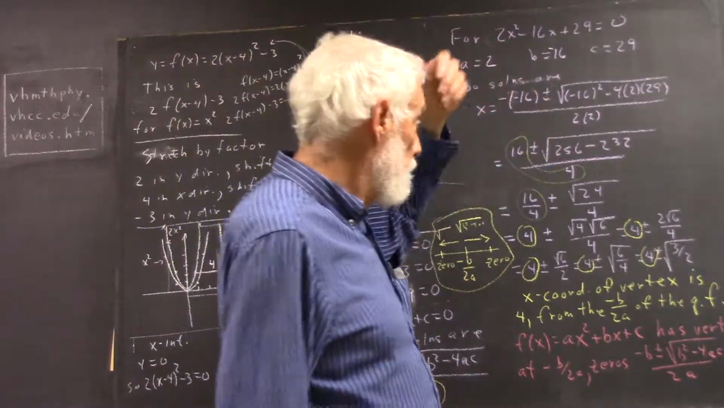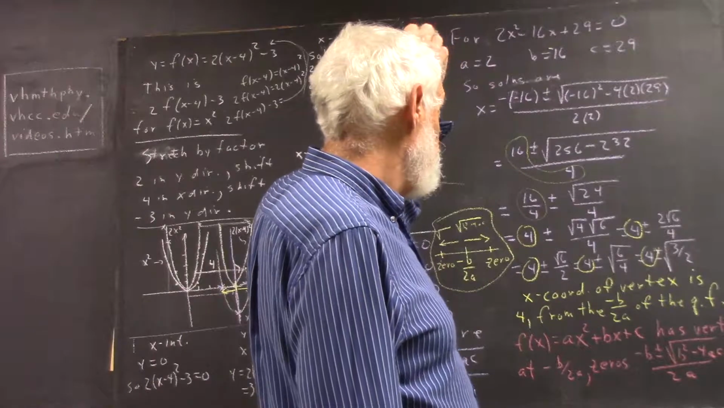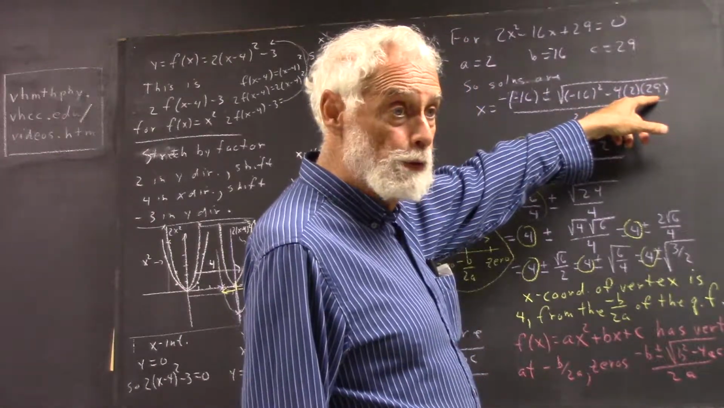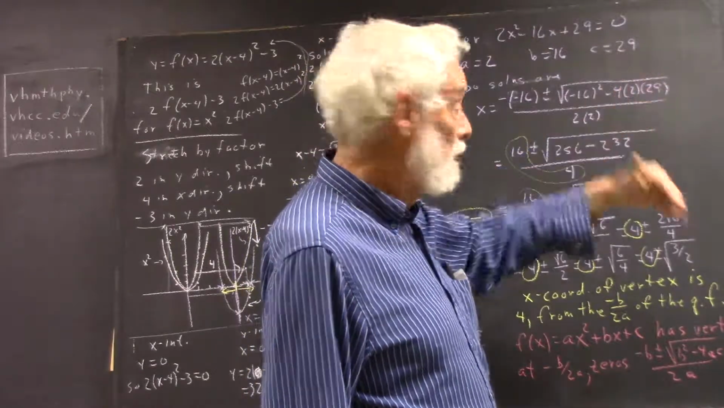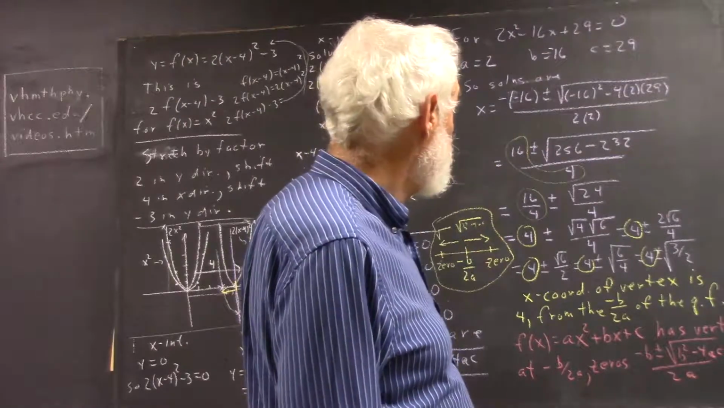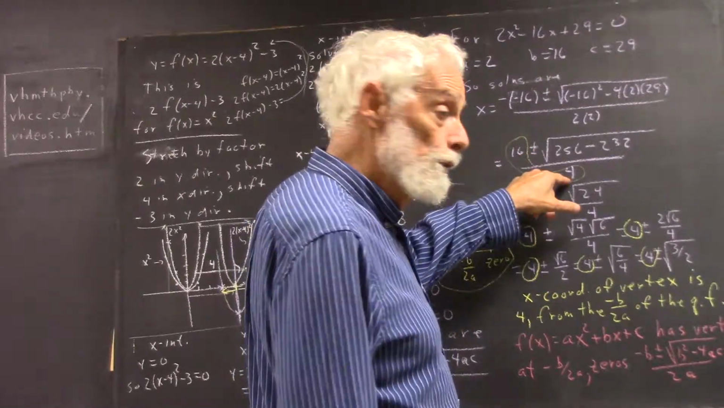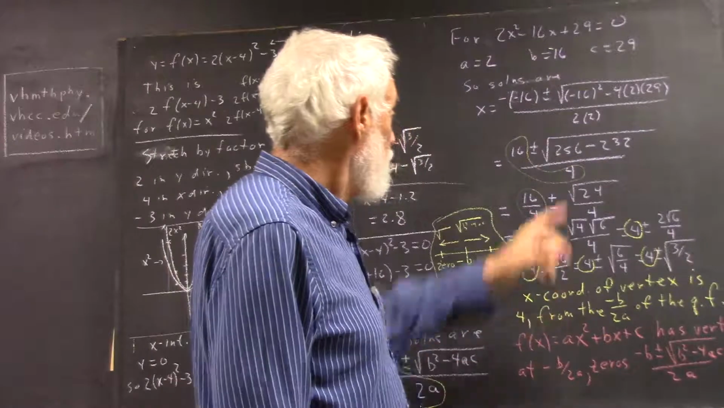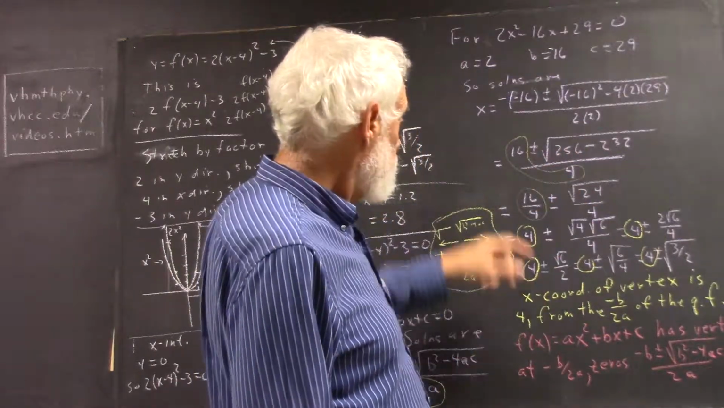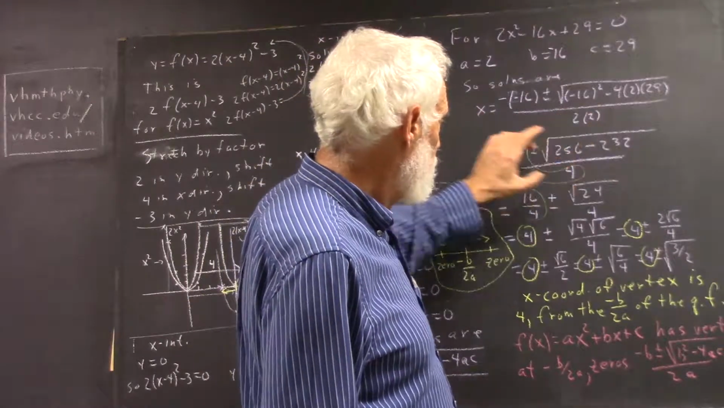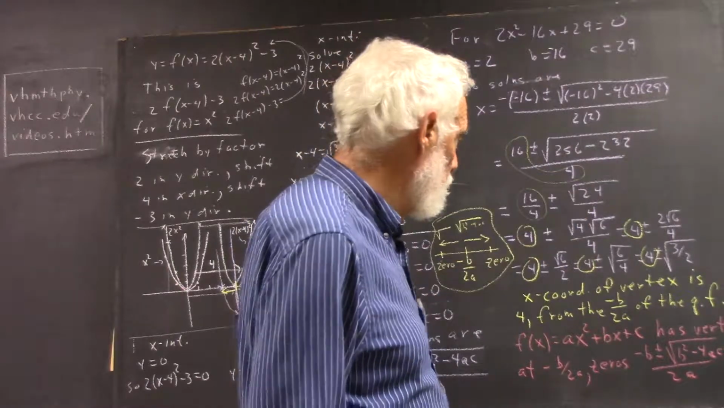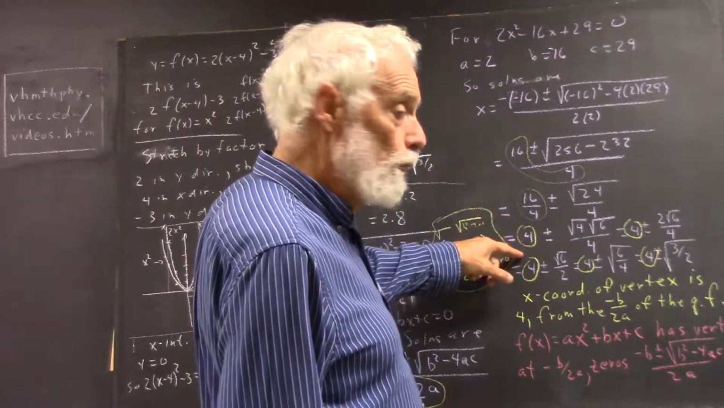Okay, well, 16 squared is 256. 4 times, well, 8 times 29 is pretty close to 8 times 30. It's just 8 less. 8 times 30 is 240. 8 less than that is 232. And 2 times 2, of course, is 4. The arithmetic is very simple. We subtract here. We get 24 under the square root. And we separate this term and this term. 16 over 4 plus or minus the square root of 24 over 4. And of course 16 over 4 is 4.